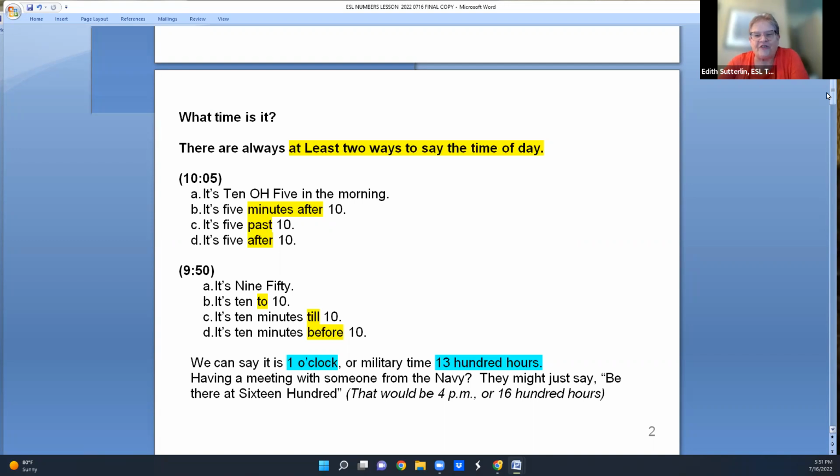So let's go back and practice that. It's 10:05. It's 5 minutes after 10, and then you repeat. It's 5 after 10, or it's 5 past 10. 5 after 10, or 5 past 10.